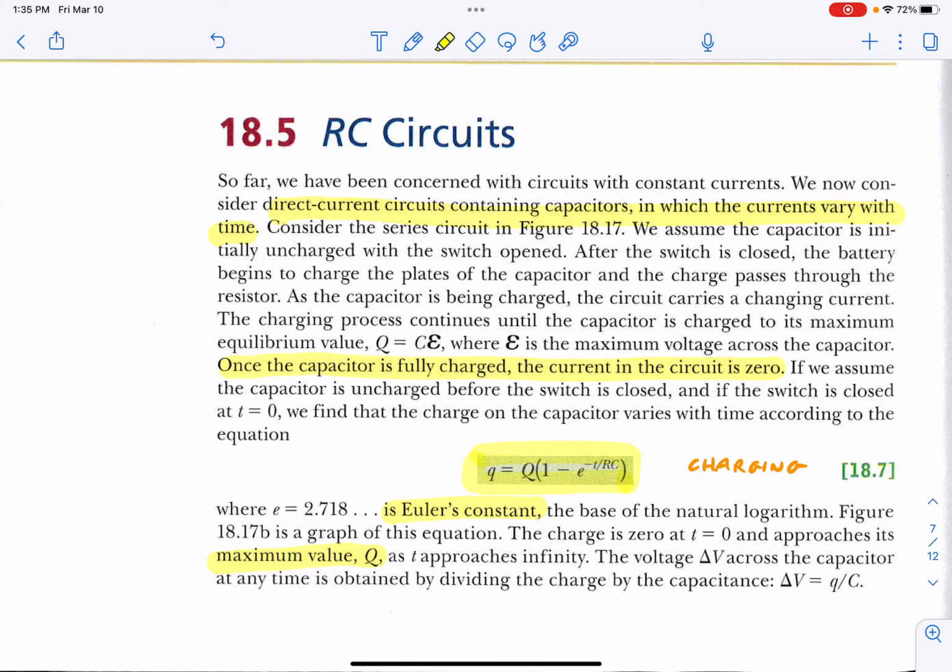As the title implies, this screencast is about RC circuits. R for a resistor and C for a capacitor. And we're talking about a direct current circuit. When we talk about resistors and capacitors in an alternating current circuit, that's a lot more complicated.